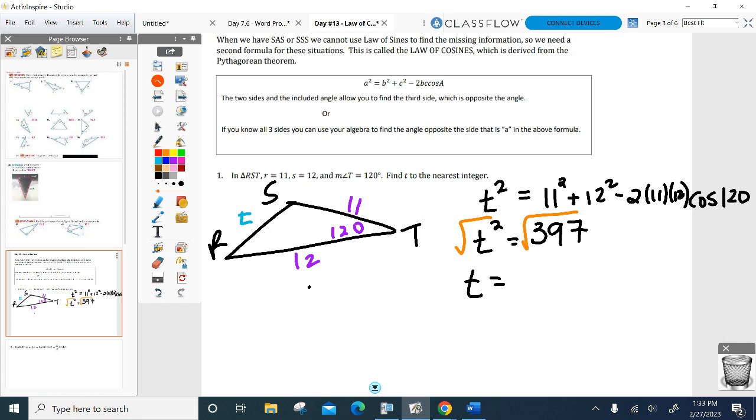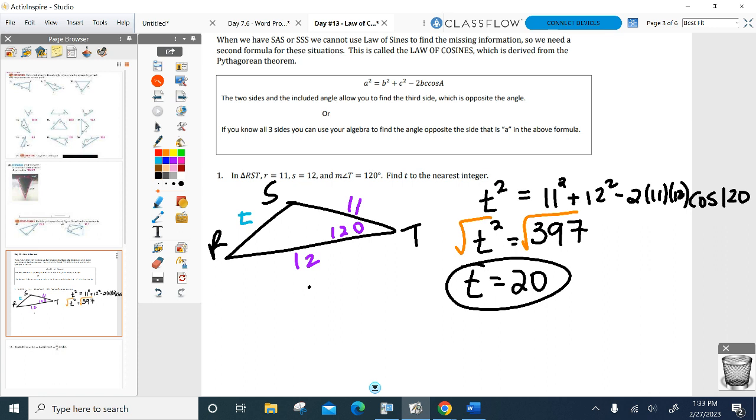Integer, nearest integer. That side's going to be about 20, and that makes sense. Why does it make sense? Is there going to be another angle bigger than 120 in this diagram? Nope, so it should be across from the biggest side. So about 20. Questions? Because that's not the only thing we're doing today with law of cosines. There's other parts we can solve for.